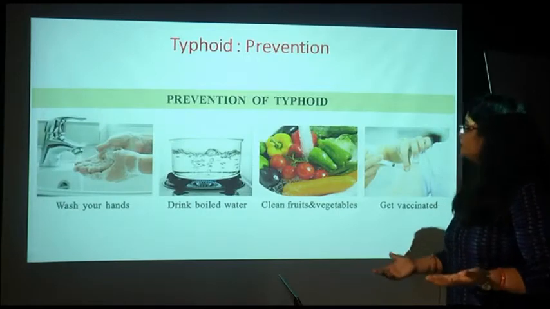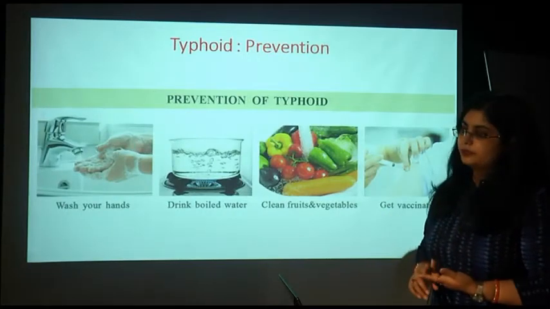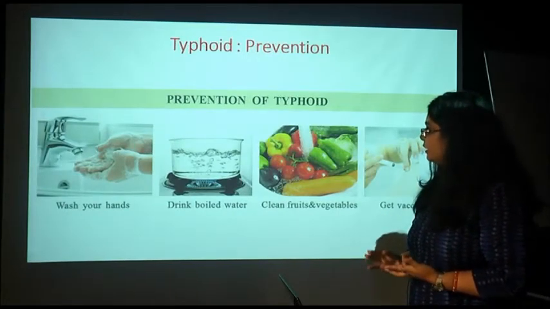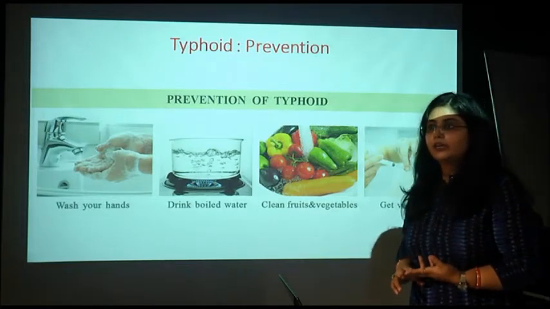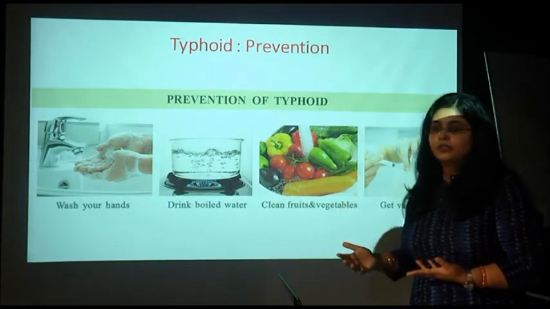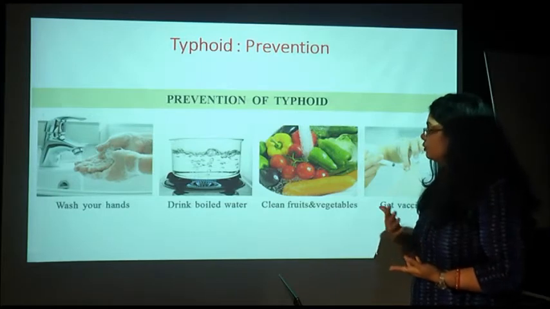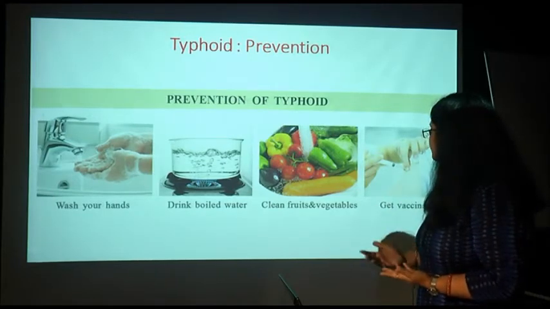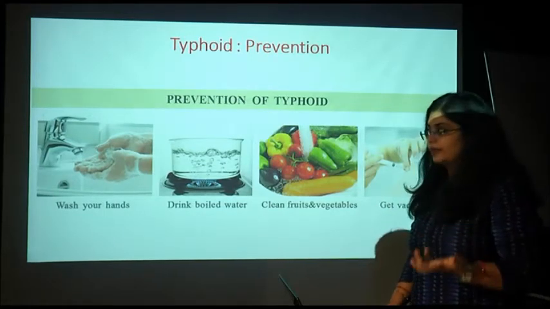Now how do you prevent typhoid? First is personal hygiene. You wash your hands, then drink boiled water. In those areas where water filtration systems are not good, it is always advisable to boil the water and drink it. Then clean fruits and vegetables and get vaccinated.